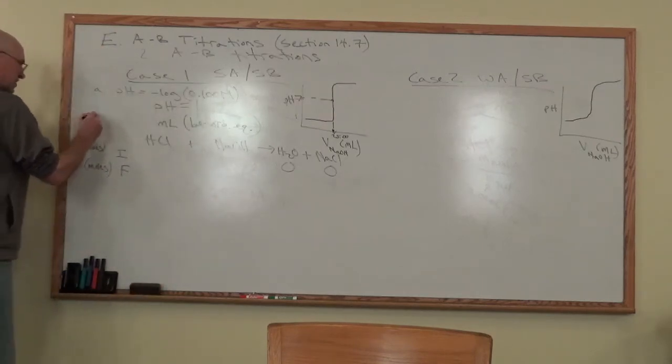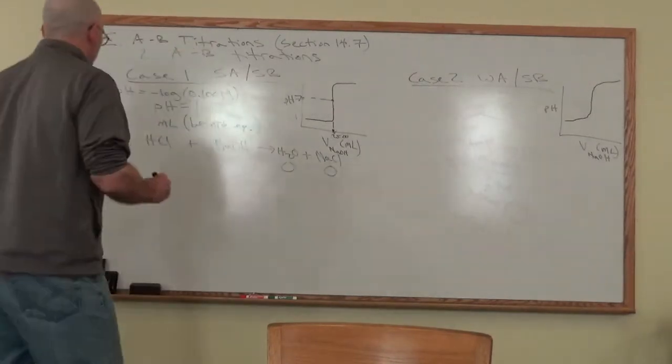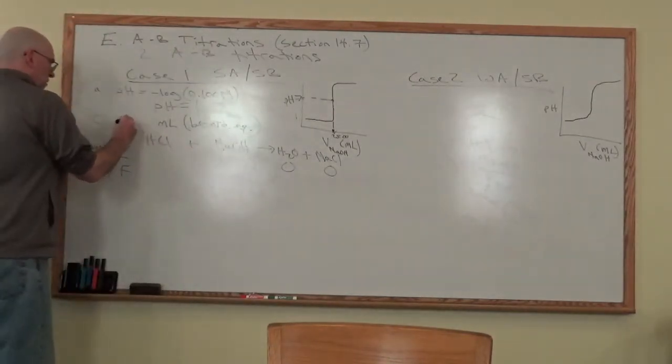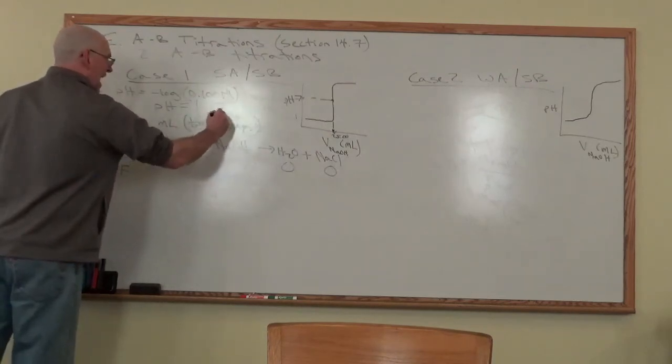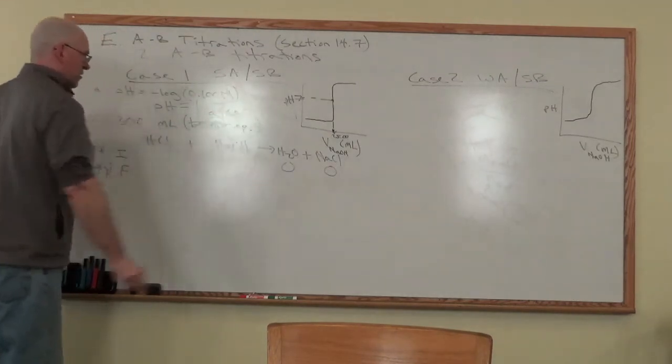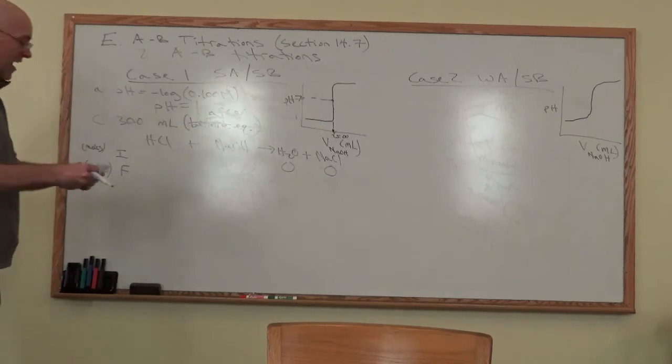And this is letter C, 30 mils of NaOH have been added, and this is now after the equivalence point. Okay, well, you see where this is going to go, I imagine.